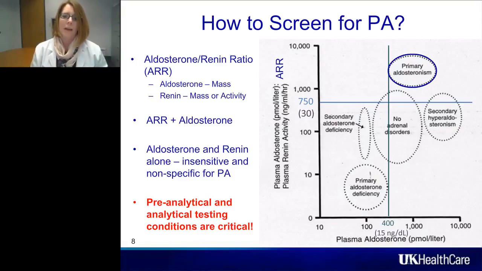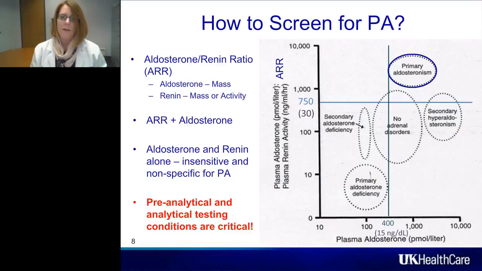One of the drawbacks of the ARR is that in patients that have suppressed plasma renin activity or plasma renin mass concentrations, their ratio can be elevated even in the absence of high aldosterone secretion. And for this reason, numerous experts in the field have recommended that not only do we look for a high aldosterone to renin ratio to diagnose PA, but we also look for high secretion of aldosterone alone. And in the figure on the right, I show you a graph that has mapped the ARR on the y-axis and the plasma aldosterone concentration on the x-axis.